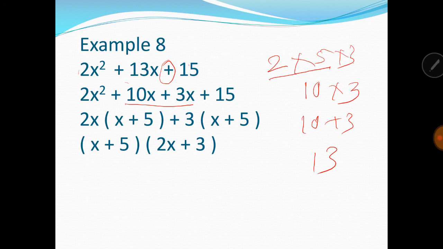So now you have 2x common, so x plus 5 here, 3 common, so x plus 5 here, x plus 5 common, so 2x plus 3 is in the bracket. This is the factor.